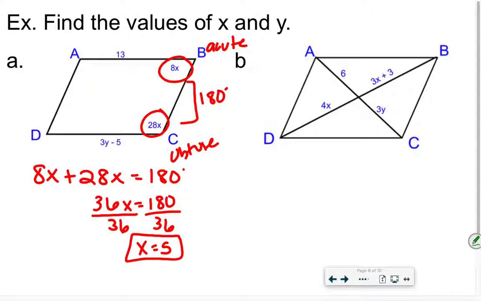Your sides here, this is a pair of opposite sides. Okay, the opposite sides from yesterday were parallel and congruent to each other. So if those are congruent to each other, then Faith, what kind of equation could I set up here? Very good. 3y minus 5 equals 13. And that is a 2-step equation that you can easily solve. So I'm going to give you a second here to solve that on your own. 2 steps.